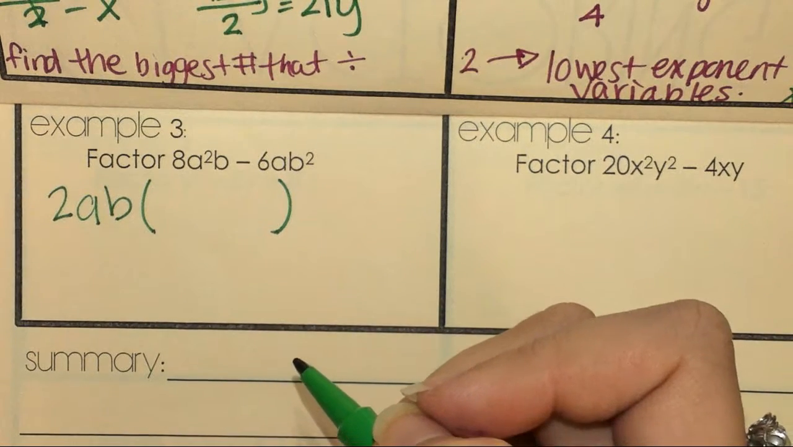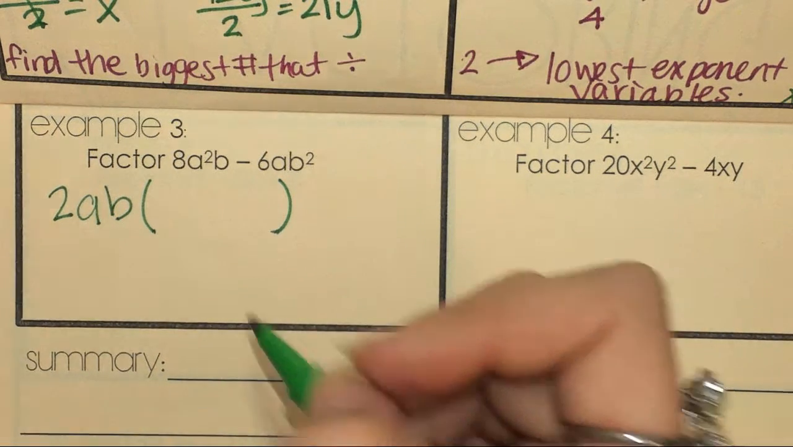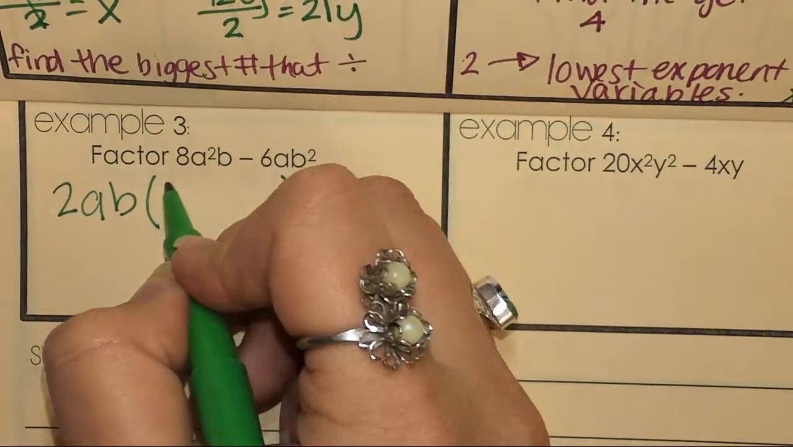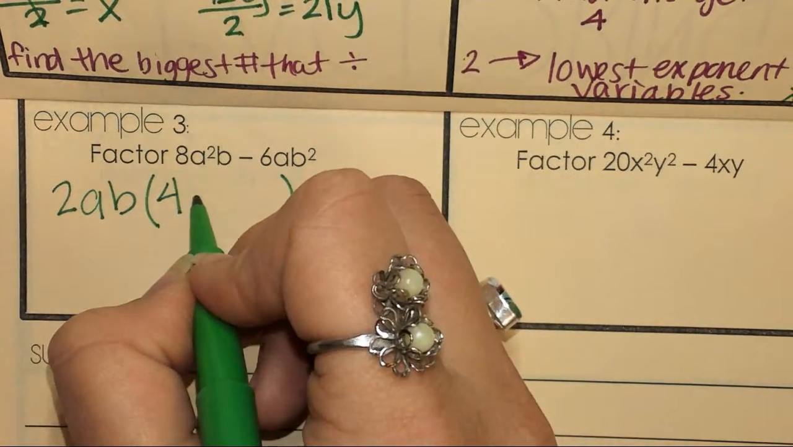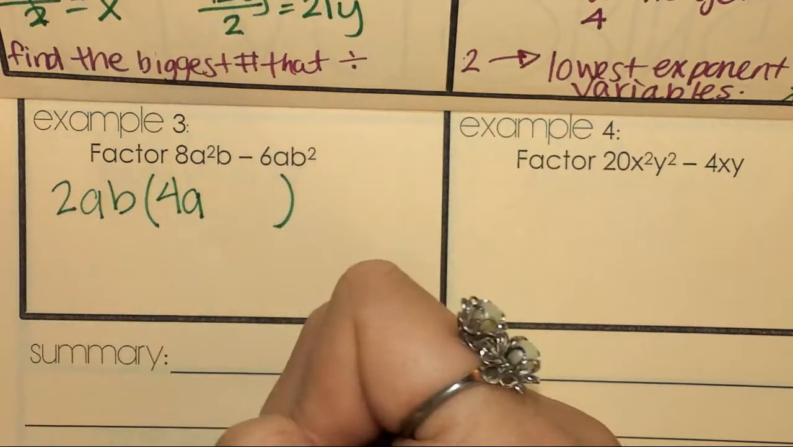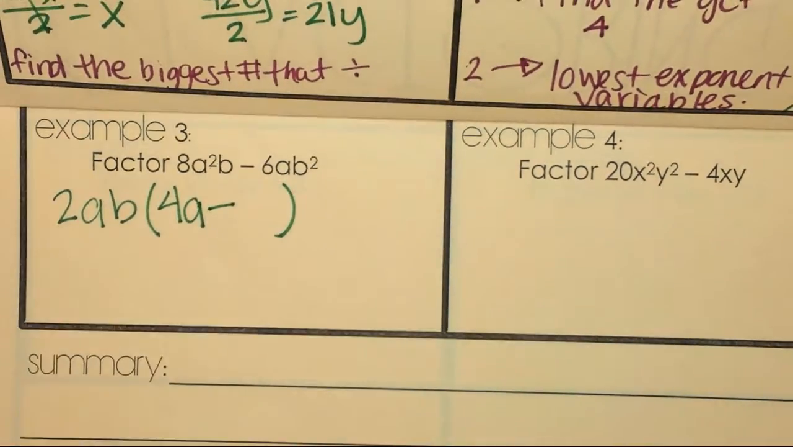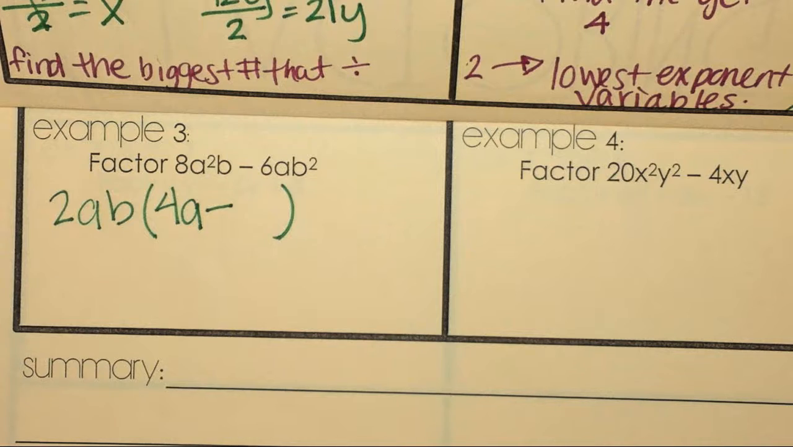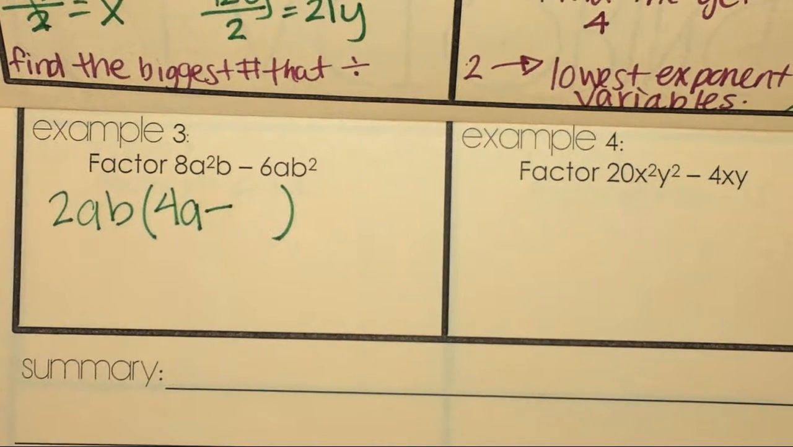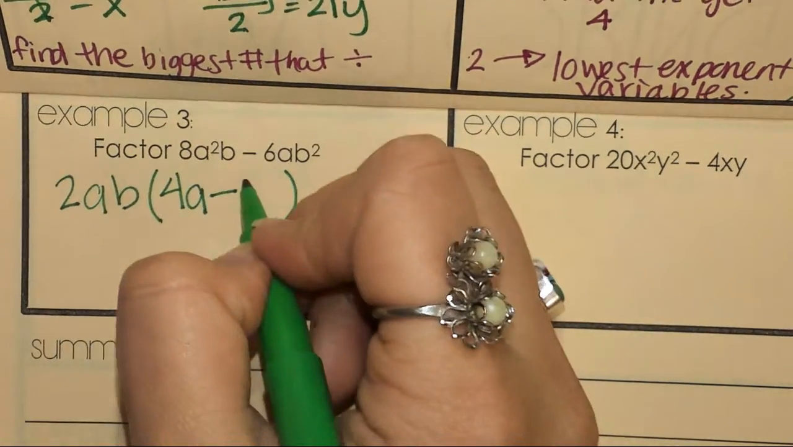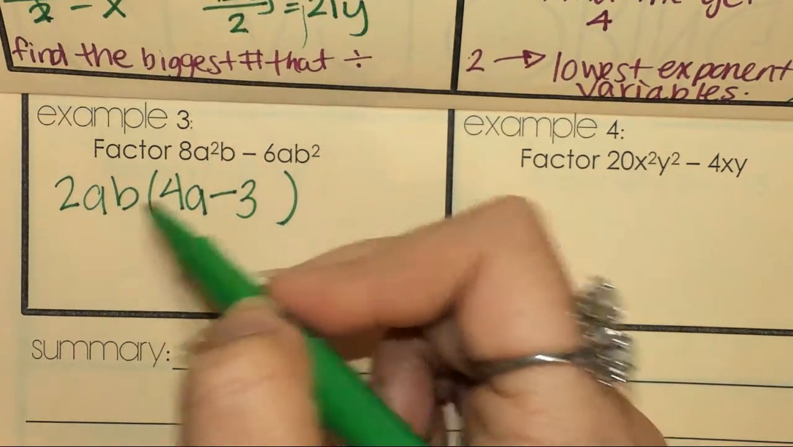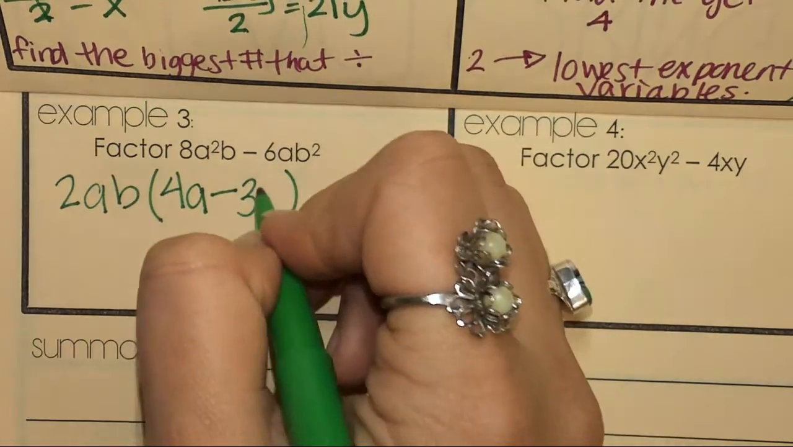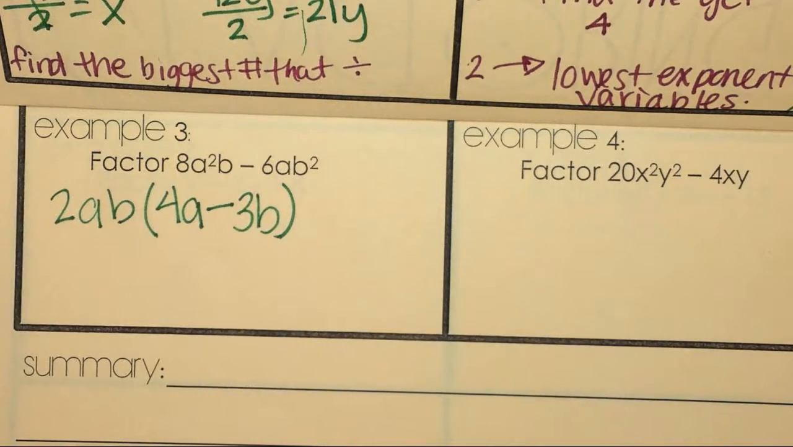Does everybody see how I did that? Good. It's nothing crazy, is it? All right. What's 8 divided by 2? 4. If you have 2 a's and you take out 1, how many are left over? If you have 1 b and you take out 1, how many are left over? None. And then we move on to our next term. Now, 6 divided by 2. If you have 1 a and you take out 1, how many are left over? If you have 2 b's and you take out 1, how many are left over? And that's it.